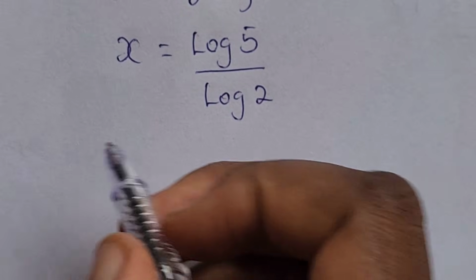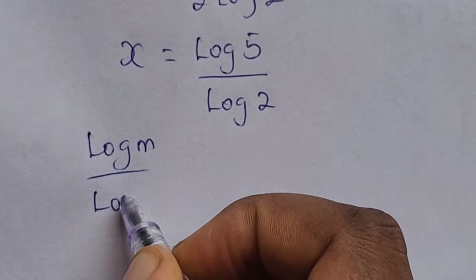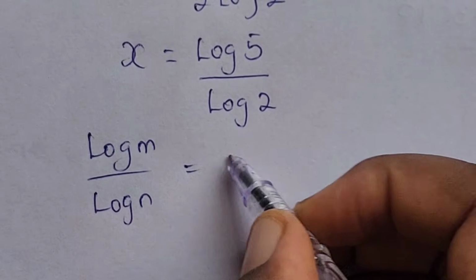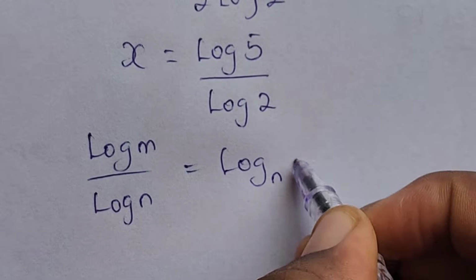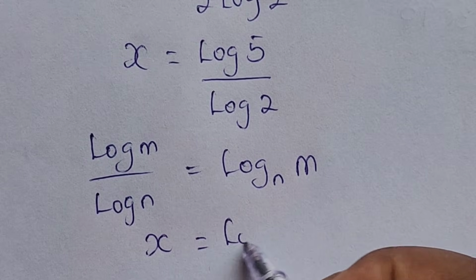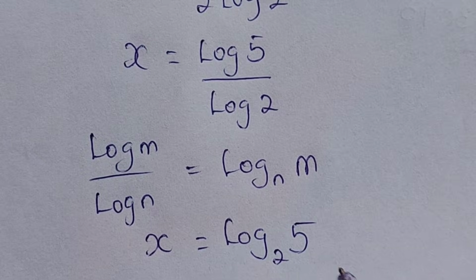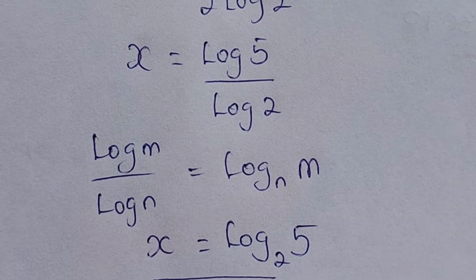Now let's recall, when I have log of m over log of n, this is the same as log to base n of m. So our x is equal to log to base 2 of 5. So we've got the value of x.